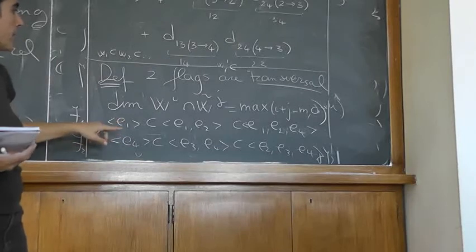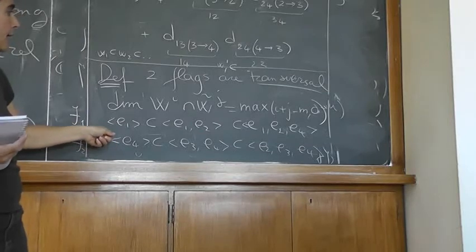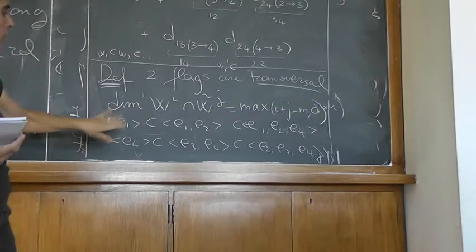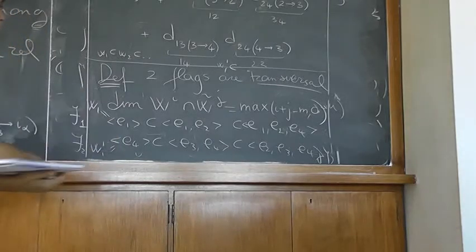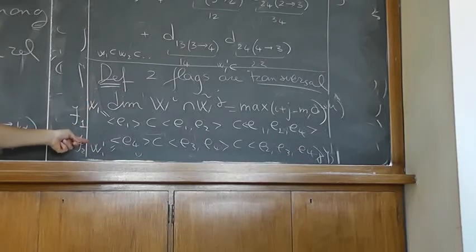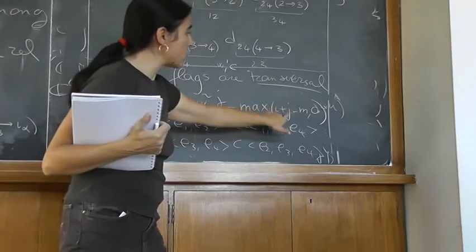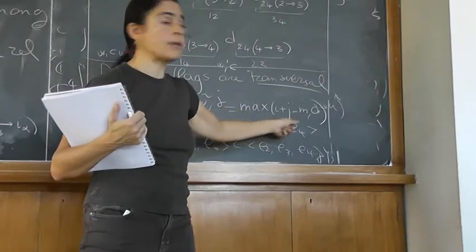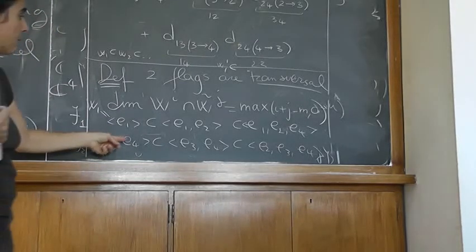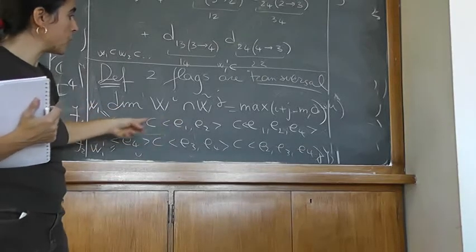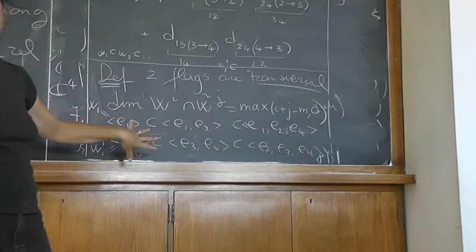You compute, so for example, if you do W1 intersect W1 prime, you get zero. In fact, look at this: this is your W1, and this is your W1 prime. We are in C4, so m is 4. So you have 1 plus 1 minus 4, which makes minus 2, and so the maximum is 0. In fact, the intersection between these is 0. If you do the same thing here, the dimension is 2 plus 1 is 3, minus 4, it's minus 1. The intersection is 0 and so on. So do all the possible ones, and you see these are transversal.